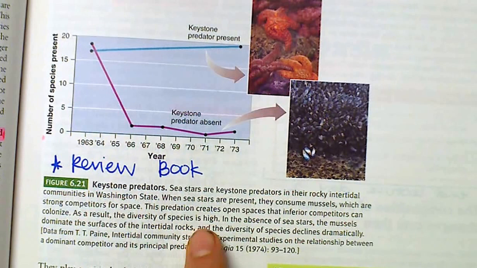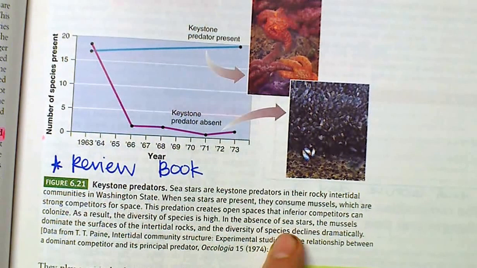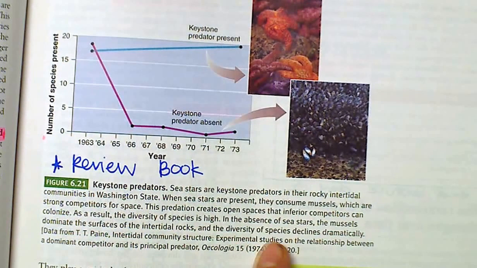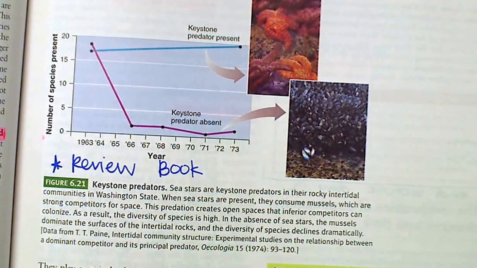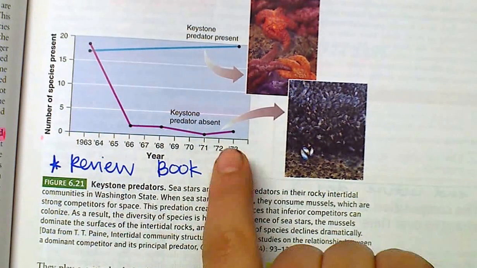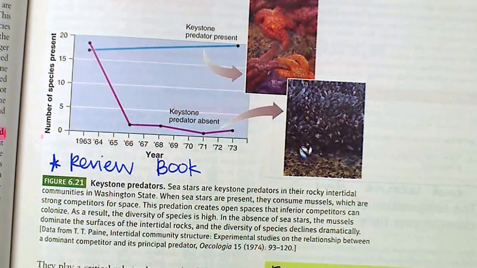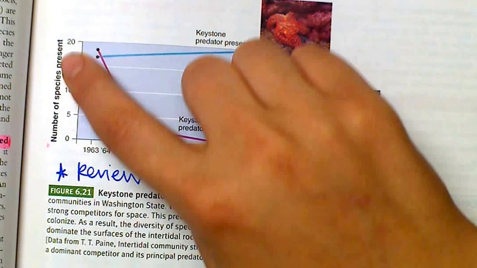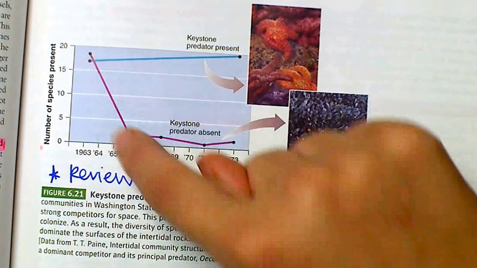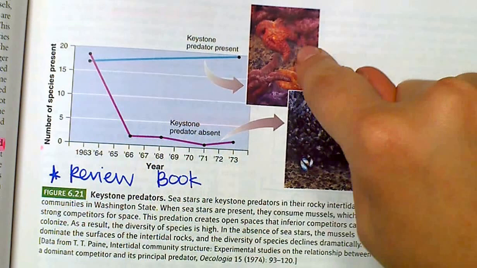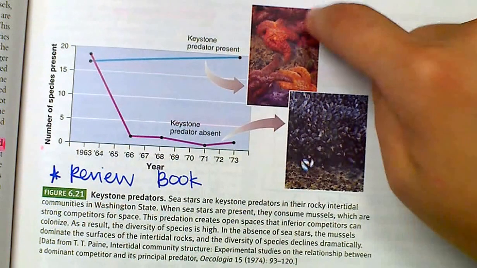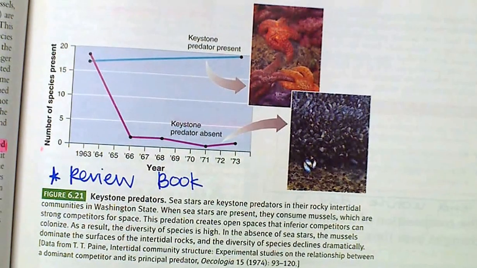High biodiversity is always better, y'all. In the absence of sea stars, the mussels dominate the surfaces of the intertidal rocks, and the diversity of species declines dramatically. Okay, so we want species diversity. We want to make sure that our mussel population does not go crazy. Okay, so this is the number of species present. The number of species drastically declines without our keystone sea stars, and the diversity is pretty high when we do have our keystone predator present.